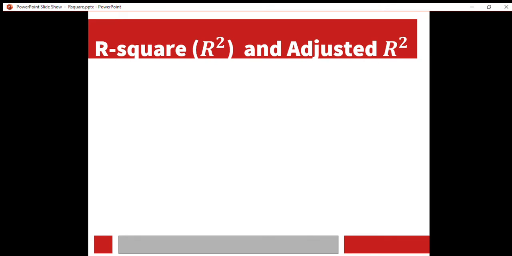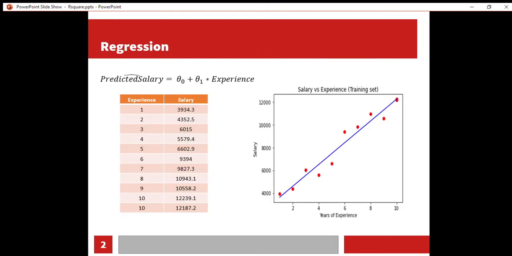A couple of videos ago, we learned how to find the best fit line to our data using linear regression. Assume that we have, for example, experience and salary, and we try to predict our salary based on our experience. This is the formula: the predicted salary equals theta 0 plus theta 1 multiplied by experience. We assume this is the best fit line to our data.